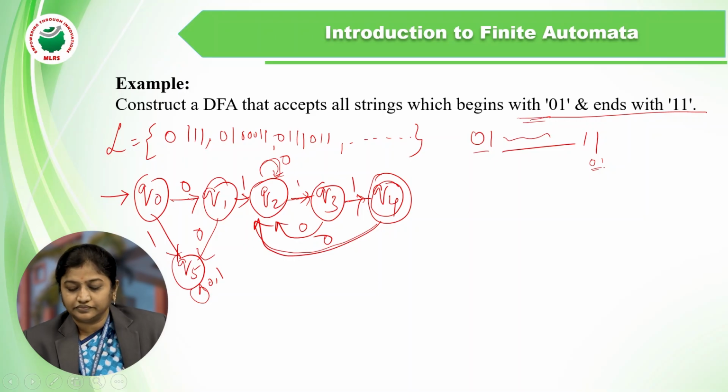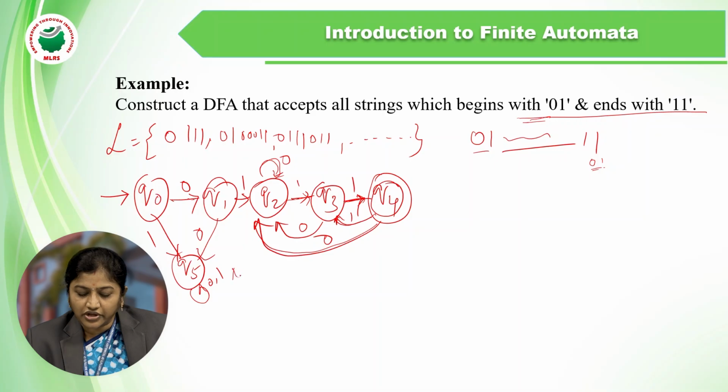What about 1? Consider this as 1. So that after this 1, if 1 comes here, this one and this one, to reach the final state, it is ending with 1, 1. Yes. Okay, this is how you need to draw the transition diagram.